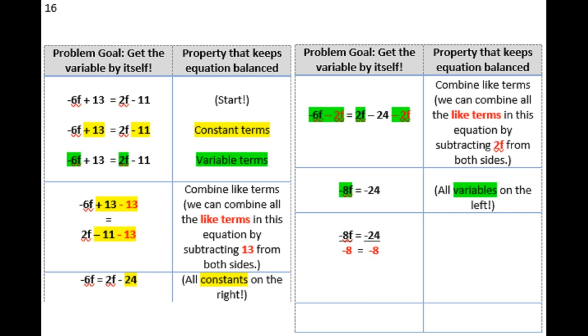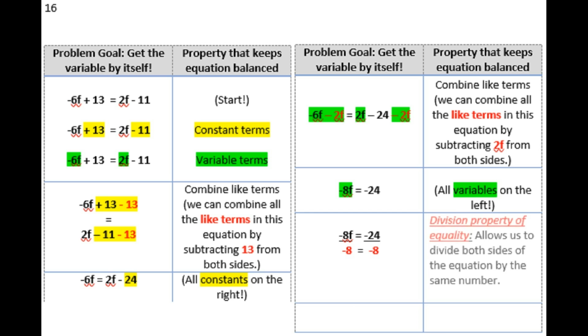You divide both sides by negative 8. That's the coefficient for negative 8f. And of course, the division property of equality applies here. And you end up with f being positive 3. f is equal to positive 3. That's it.